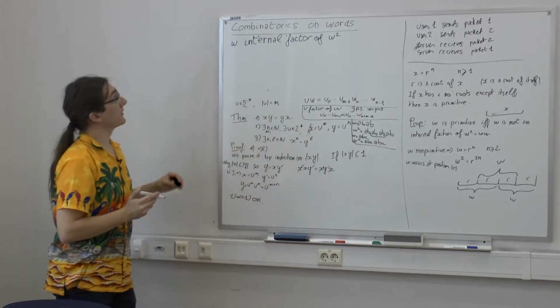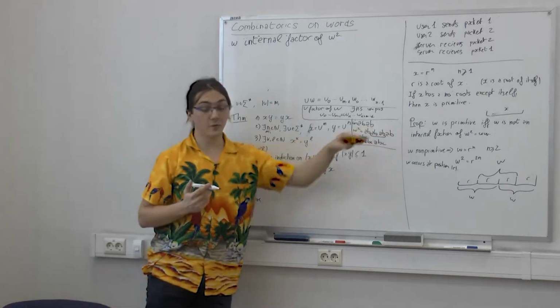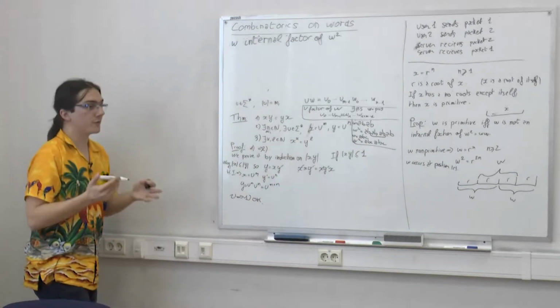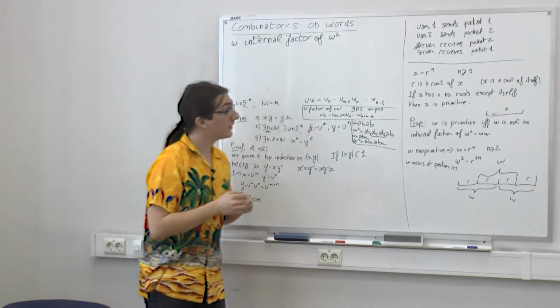So, w is an internal factor of w square, and you want to show that w has some root which is not itself.